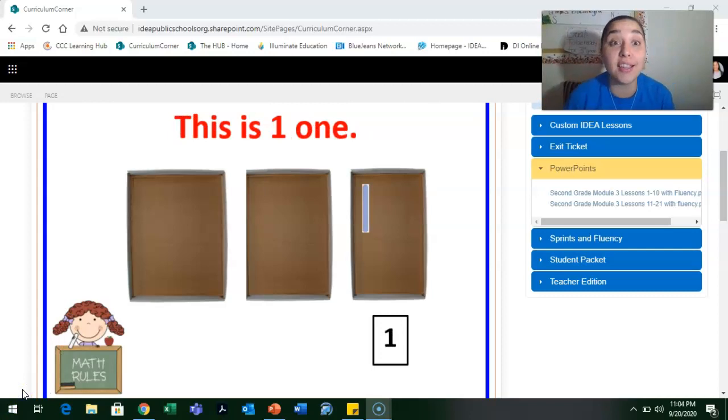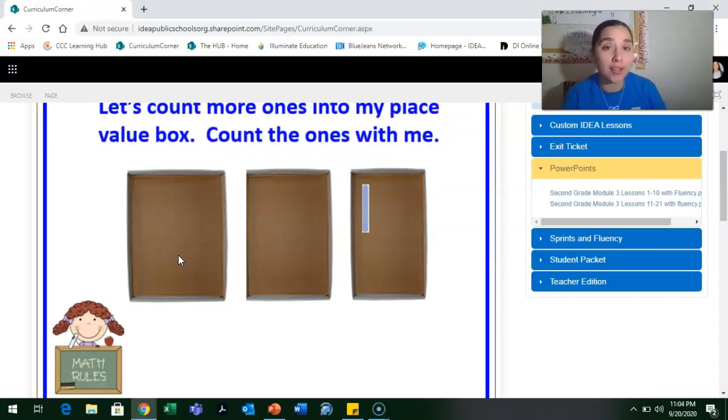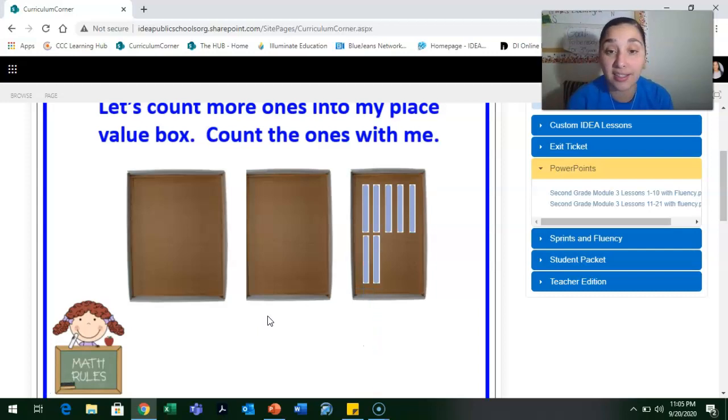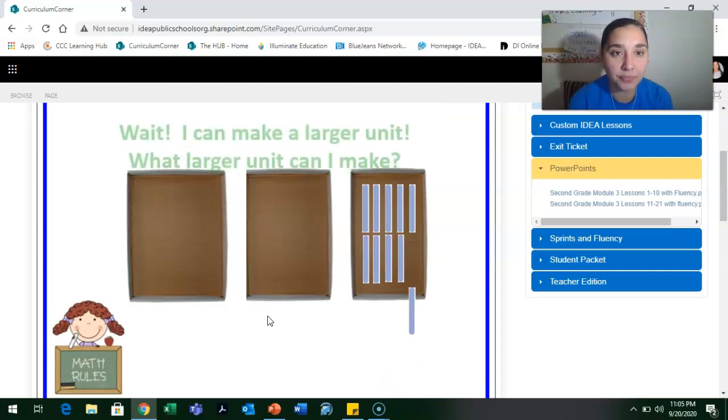Okay, boys and girls, this is 1 one. Let's count more ones into my place value box. Count the ones with me. Remember, these are the ones, these are the tens, and these are the hundreds. Ready to count? 1 one, 2 ones, 3 ones, 4 ones, 5 ones, 6 ones, 7 ones, 8 ones, 9 ones.